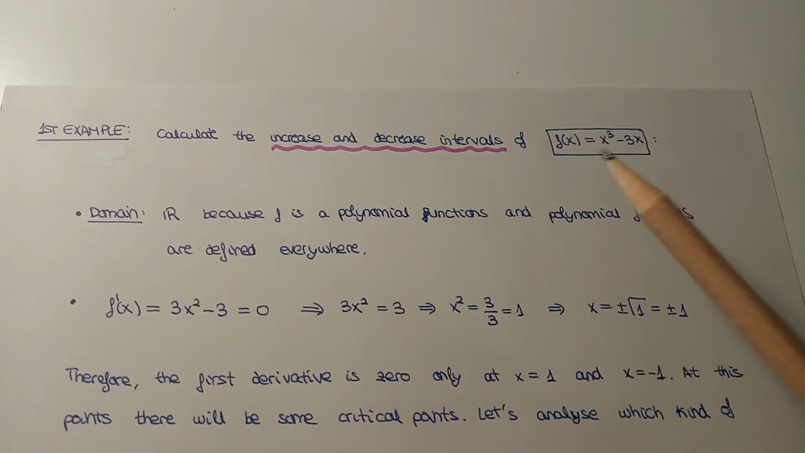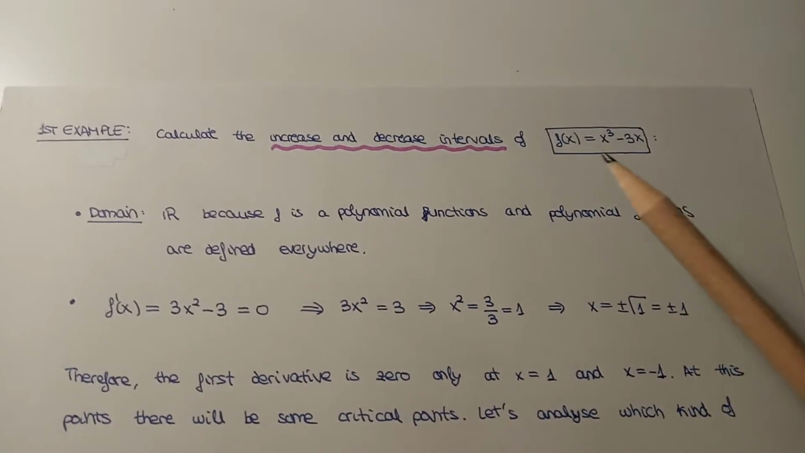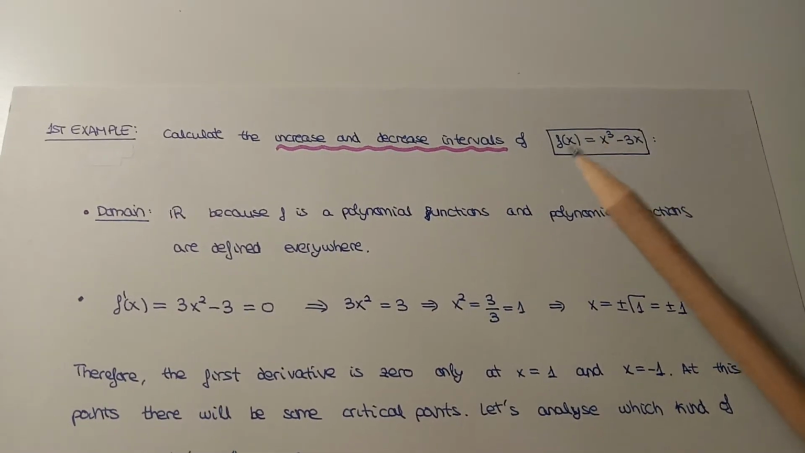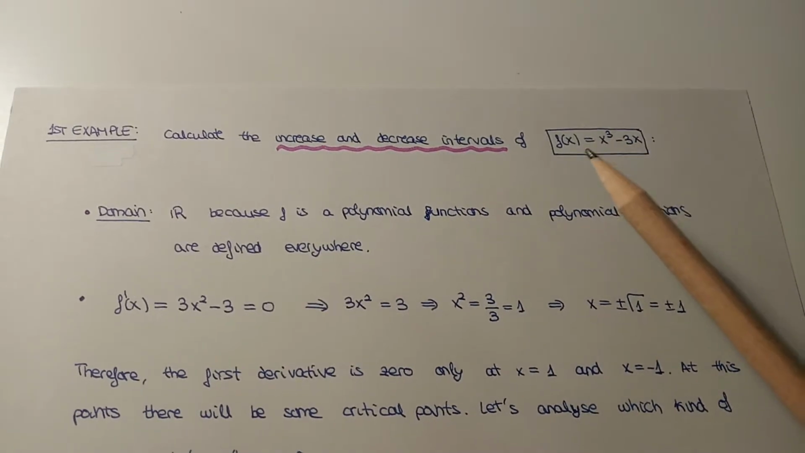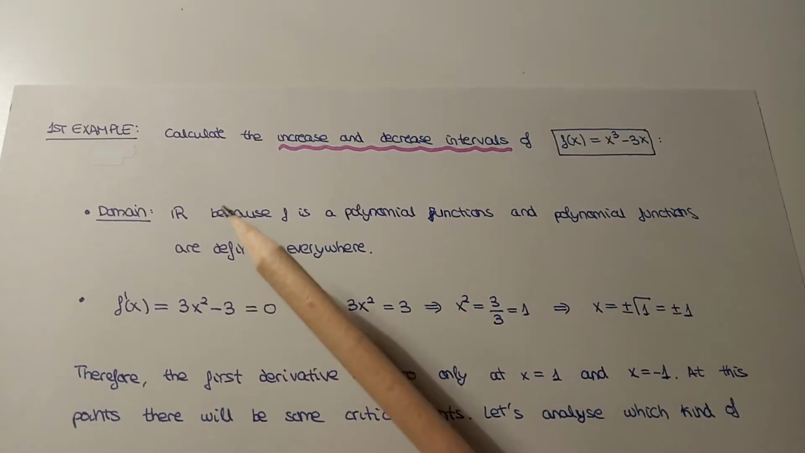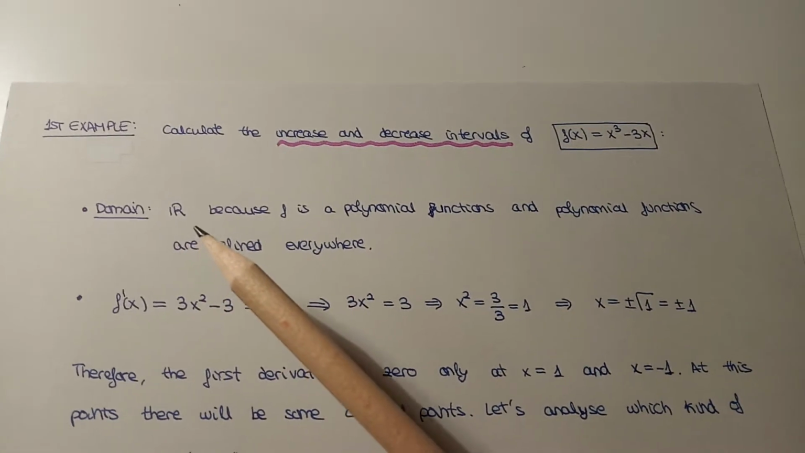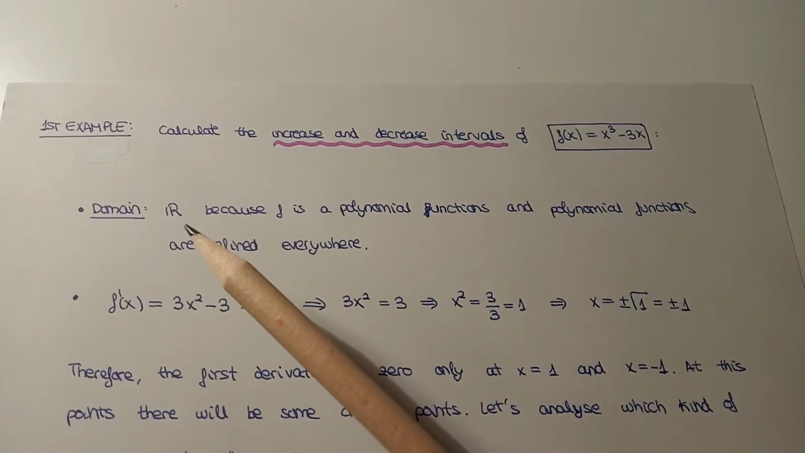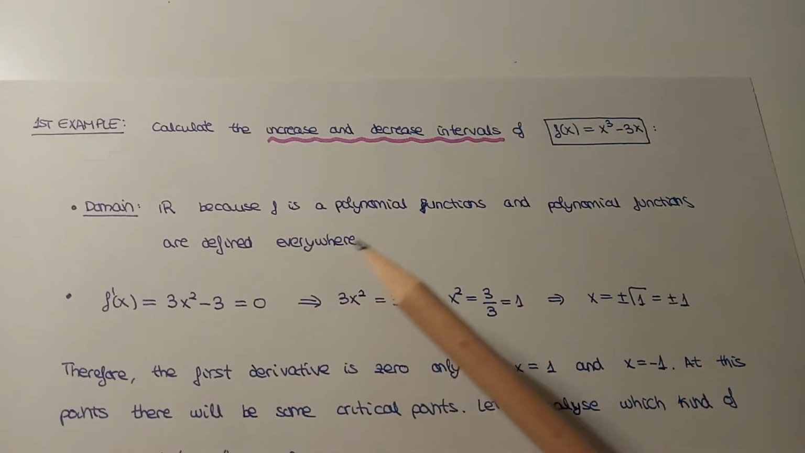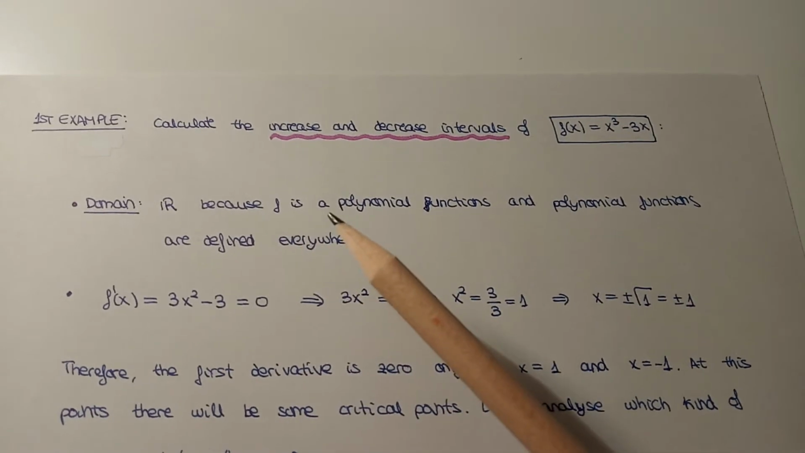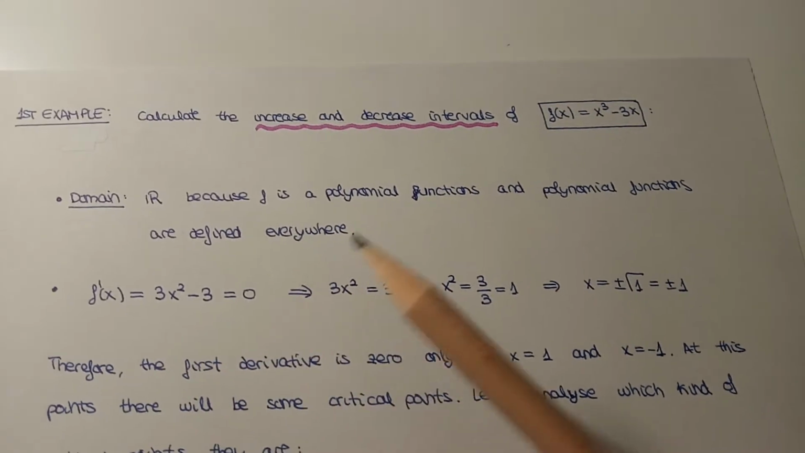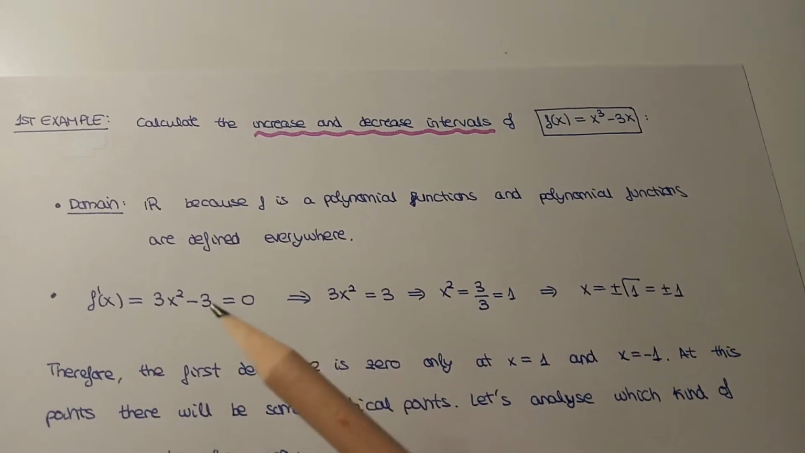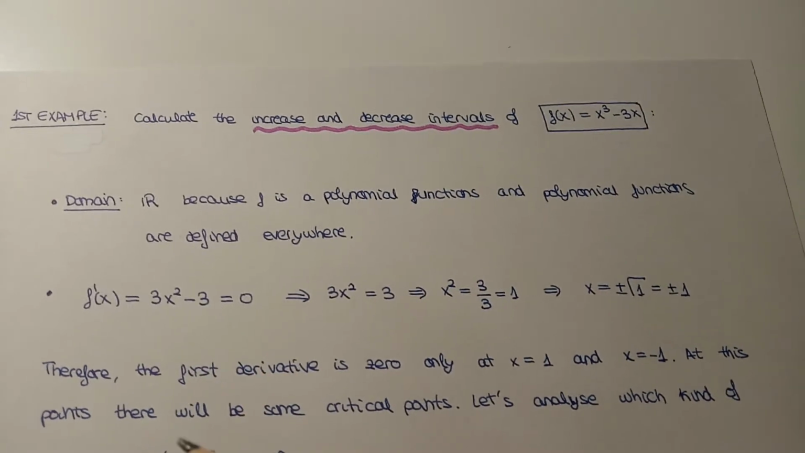This is a polynomial function, so there's not any real problem. Polynomial functions are defined everywhere. There's not any vertical asymptote, any kind of problem at all. So that's why the domain is R, the whole real line, or you could write from minus infinity to plus infinity, and you need to reason why: that's because this is a polynomial function.